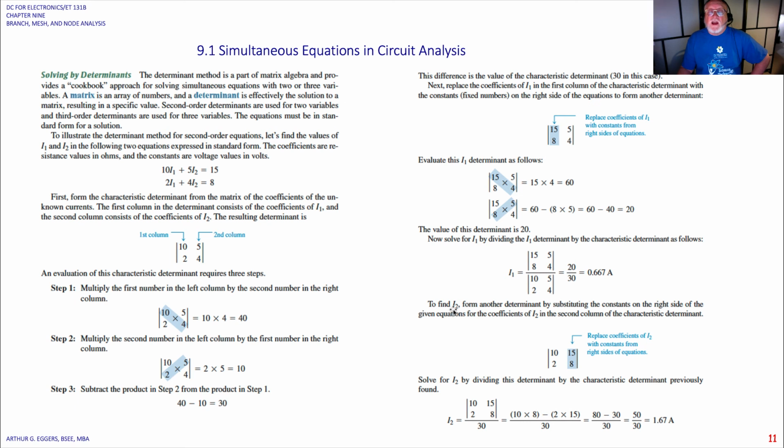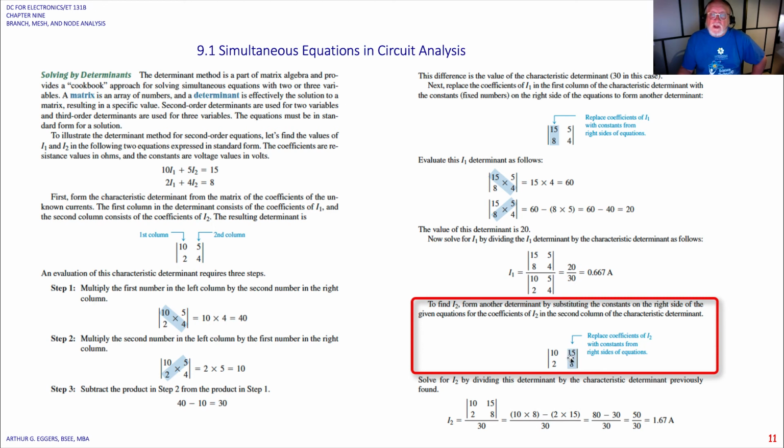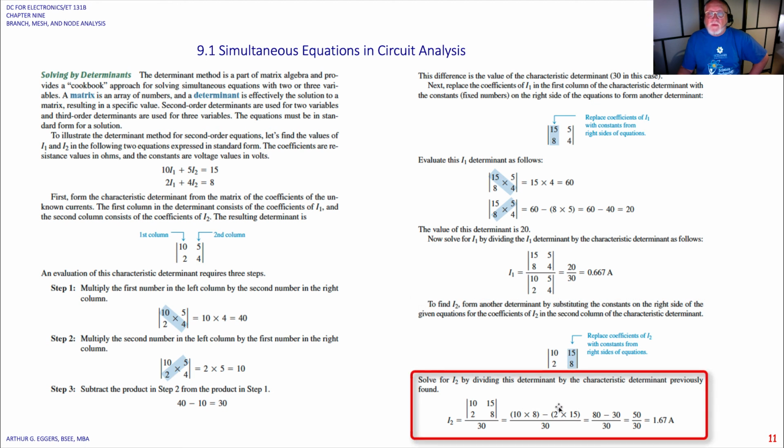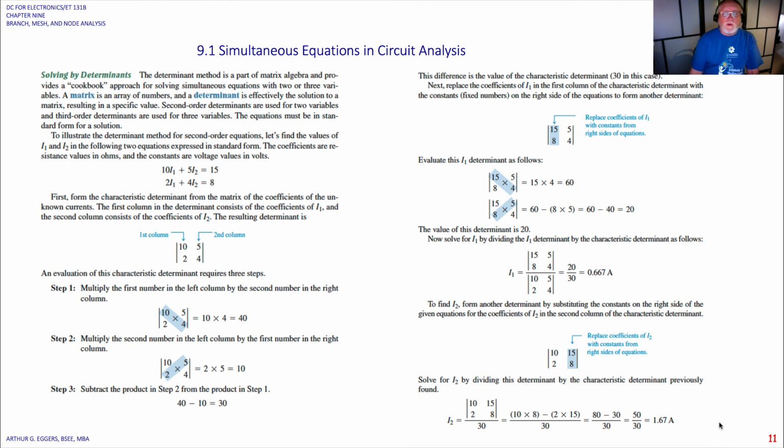To find I sub 2, we form another determinant by substituting the constants on the right side. You can see we've put the constants in the I2 slot, and we do the same thing. We're going to do this times this minus this times this. We subtract them, and we end up with 80 minus 30, divided by the characteristic determinant, 30, and we get 1.67 amps.